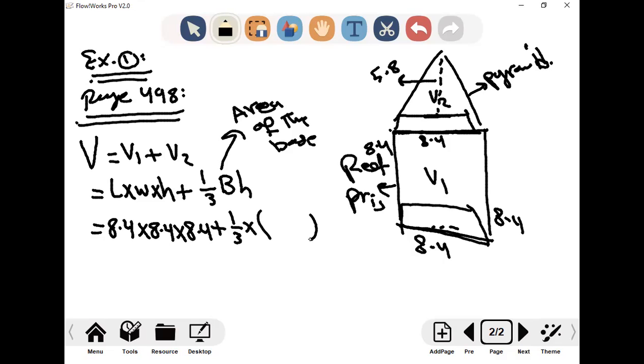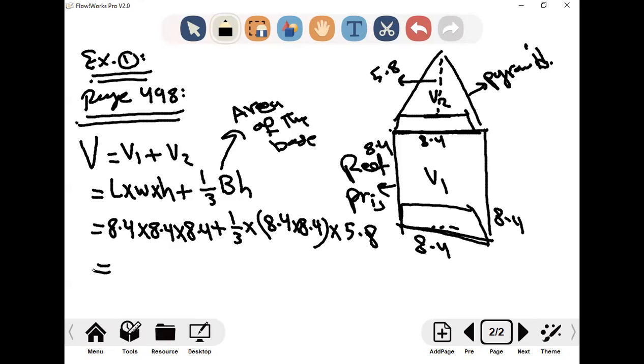The big B. It's S square, right? S square means 8.4 multiply 8.4, which is the same, right? 8.4 times 8.4. Okay, this is the area of the base. Multiply its height. How much? 5.8. Now let's multiply and add.